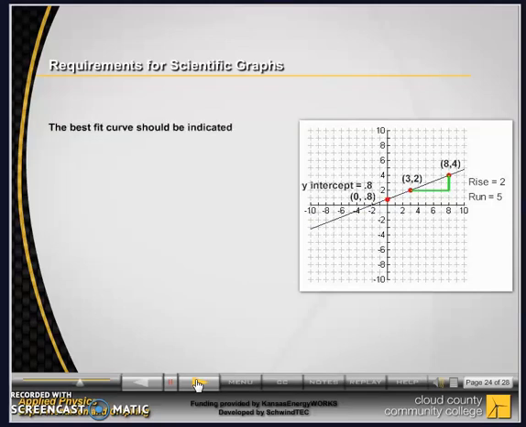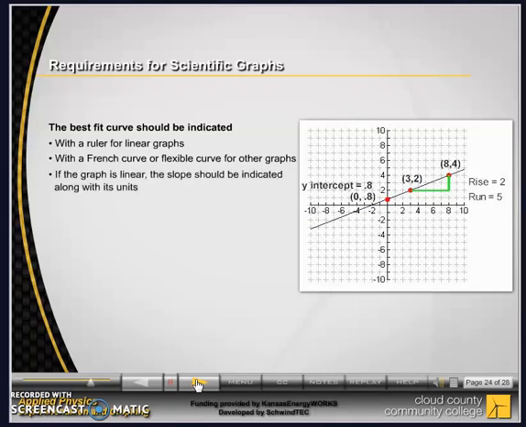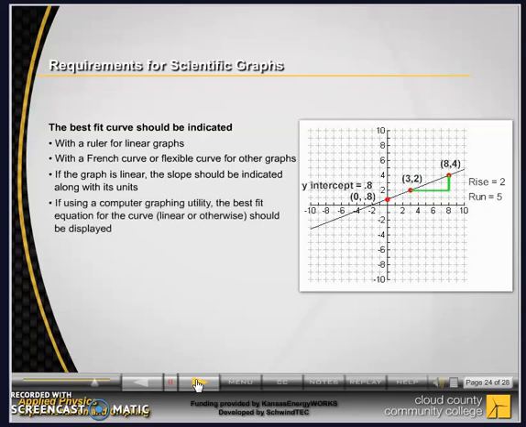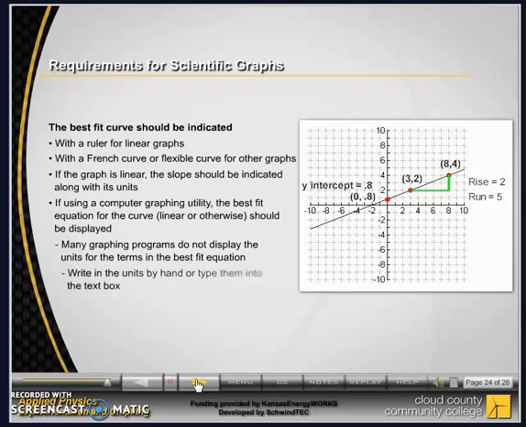The best fit curve should be indicated. This can be done with a ruler for linear graphs or with a French curve or flexible curve for other graphs. If the graph is linear, the slope should be indicated along with its units. If you are using a computer graphing utility, the best fit equation for the curve should be displayed. Many graphing programs do not display the units for the terms in the best fit equation. If yours does not, you should write in the units by hand or type them into the text box.